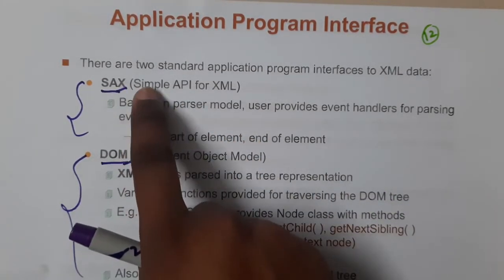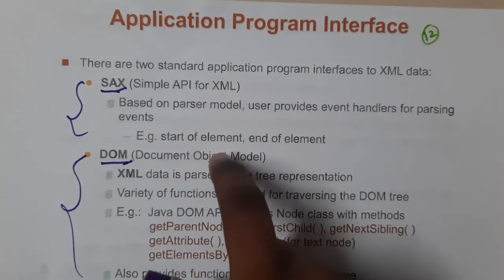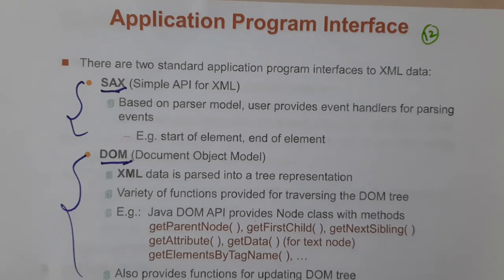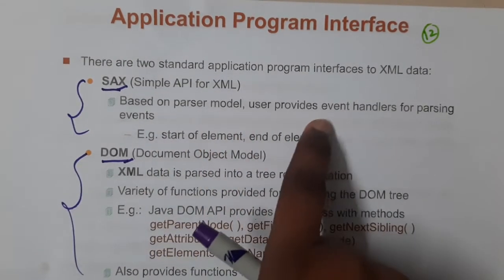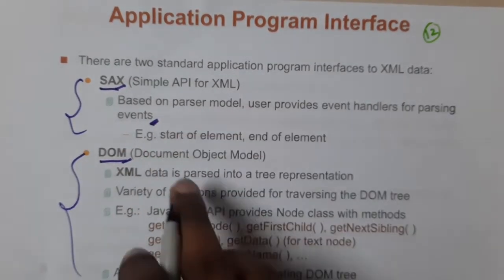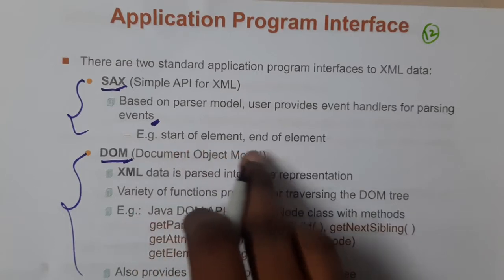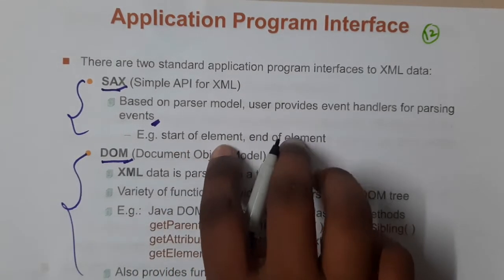So basically SAX is completely based on the user, and DOM is based on the tree representation and some kind of basic APIs and functions. Okay, so based on the parser model, the user provides event handling for parsing events. So basically the user can give, for example, a start of element and end of element. The best examples for these things are nothing but start element and end element.